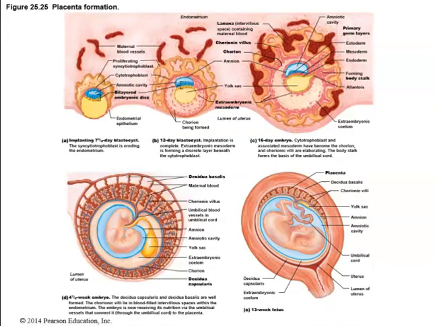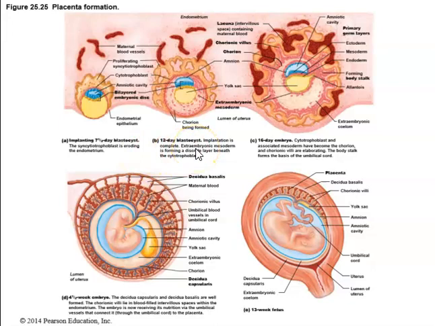This just shows you how the placenta starts to form, and we can see that around the 6th or 7th day of fertilization, the blastocyst will implant into the endometrium, forming those different layers. We can see that the syncytiotrophoblast is starting to erode the endometrium. By day 12, implantation will be complete.